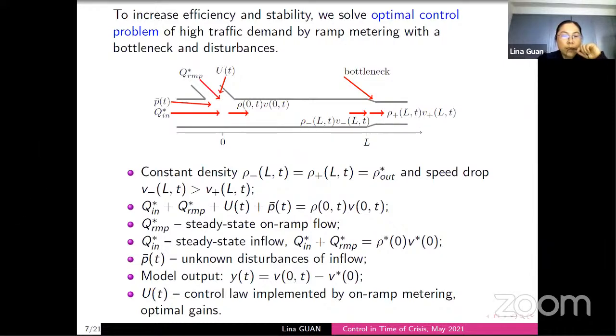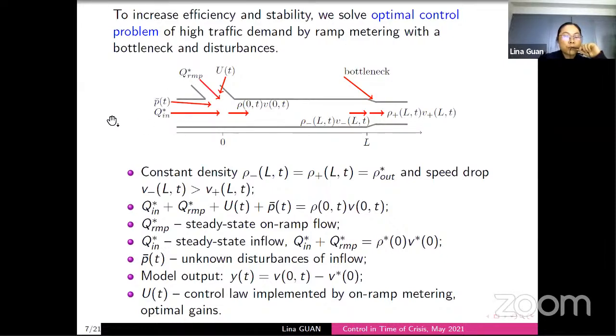We consider a road segment with a constant density rho star out and a speed drop at the upstream inlet of the bottleneck. On the basis of flow conservation, we can derive Q in star plus Q ramp star plus U(t) plus P bar(t) is equal to rho zero(t) multiplied by v zero(t). Here, Q star ramp is the steady state on-ramp flow, and Q in star is the steady state inflow, such that Q in star plus Q ramp star is equal to rho star zero multiplied by v star zero. And P bar(t) is the unknown disturbance of the inflow.